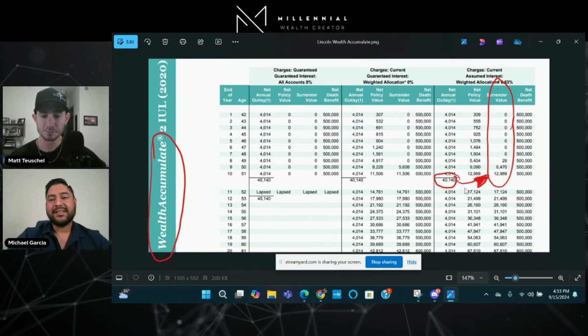Yeah. Like I said, it's understanding that it's not a permanent policy, right? And so it's crazy that it's promoted as one, man. It's so misleading. But Matt, I mean, from 40,000 down to 12.9.